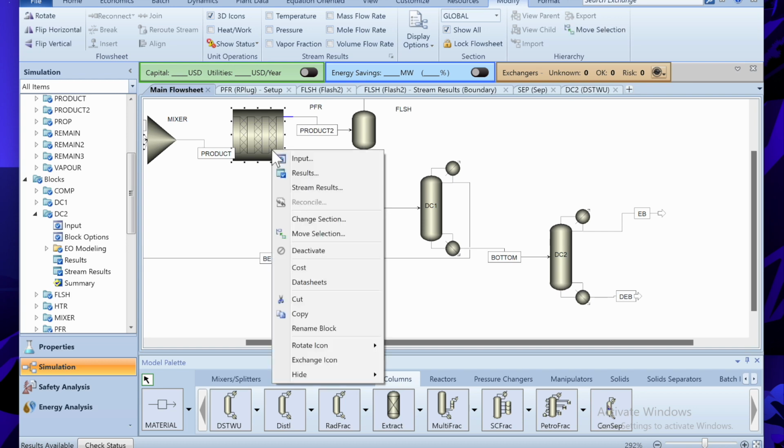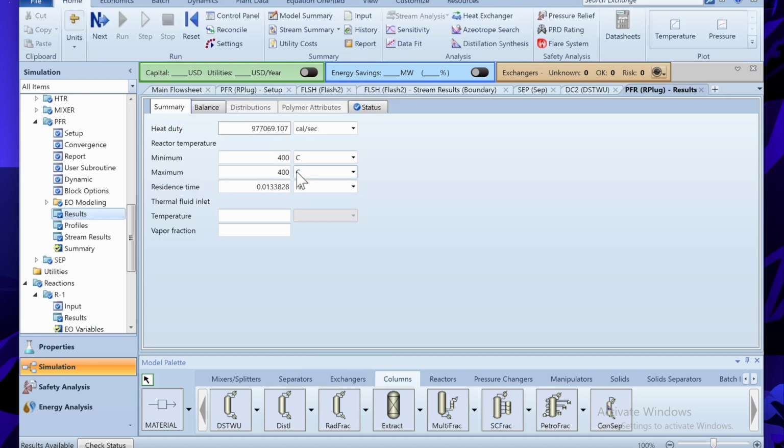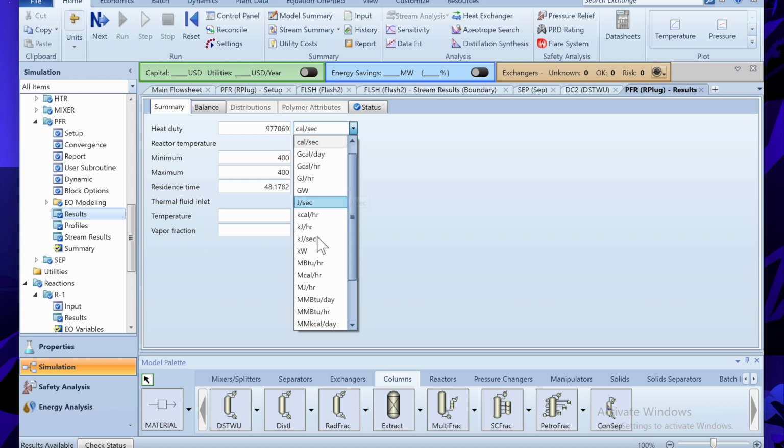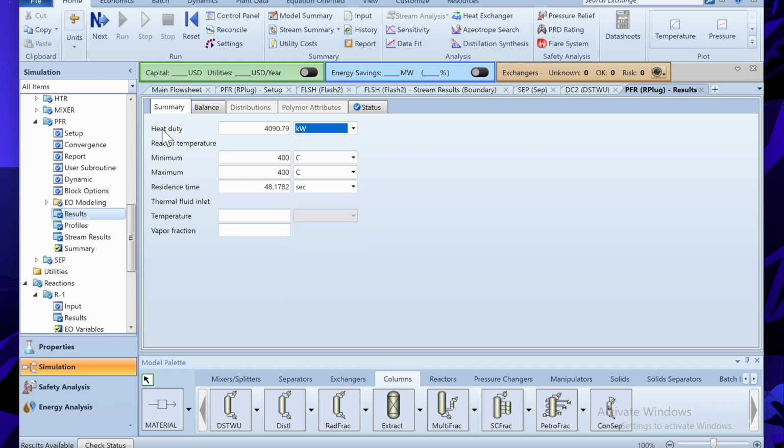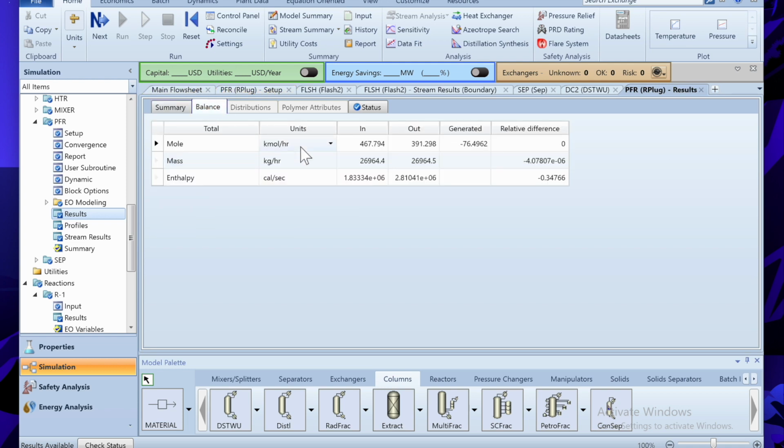Then let's check the result for the PFR. So your PFR is working at 400 degrees Celsius. This is fixed as per the question. Your residence time is 48 seconds. It is not very quick, but it is there. Okay, this amount of duty we require to operate this reactor, and this is the balance.